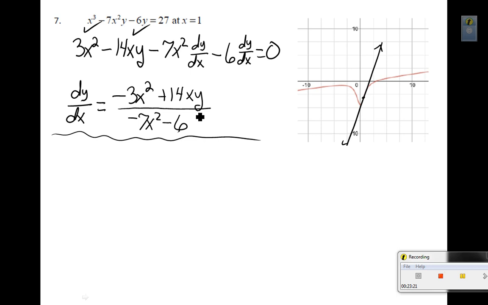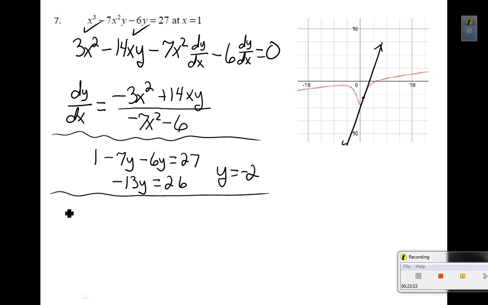Now I need to go get my y value when x is 1. So let me plug in a 1 into the original, not the slope yet, because I don't have a y value. 1 cubed is 1, minus 7 times 1 squared times y, minus 6y equals 27. I now have negative 13y equals 26. So y must be negative 2.